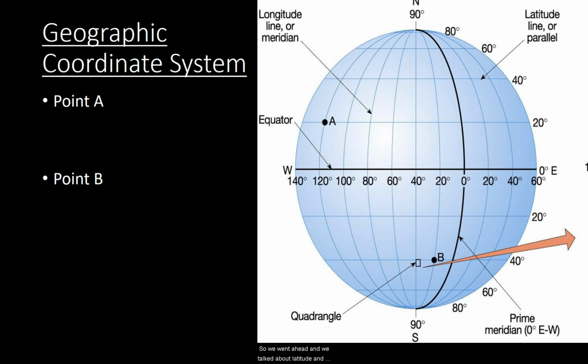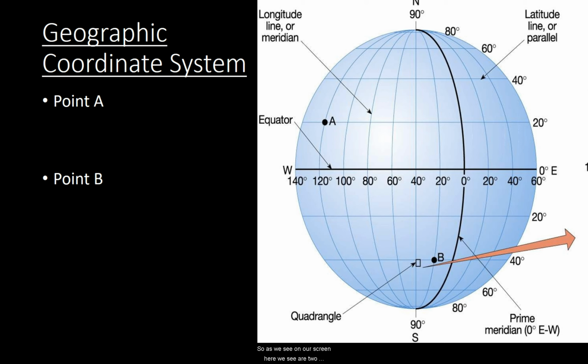Okay, so we went ahead and we talked about latitude and longitude. We identified significant lines of latitude and longitude. We defined large circles, great circles, and small circles. Now let's go ahead and dive in a little bit more into the geographic coordinate system of latitude and longitude.